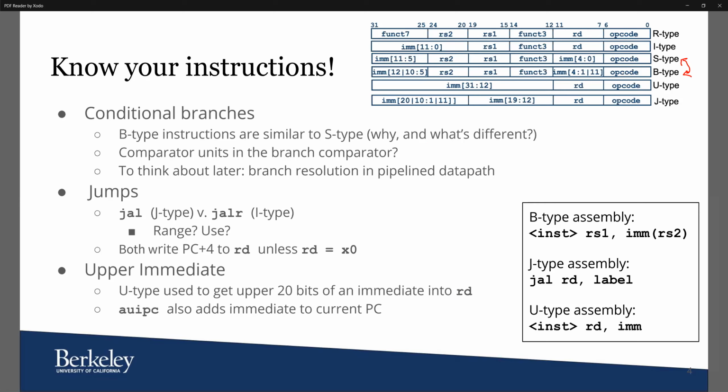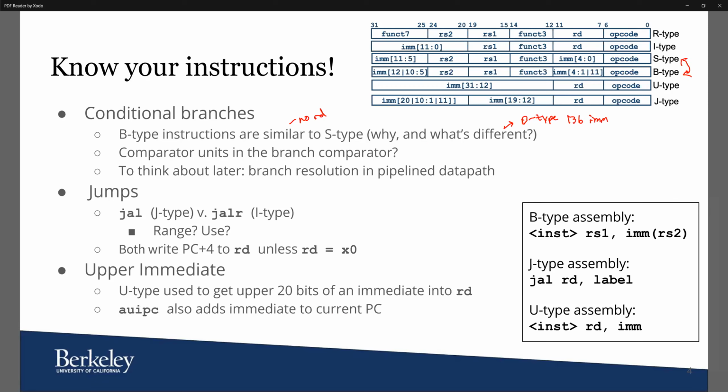I kind of alluded to this before. We said that B-type discards bit 0, right? So that's one difference. But why don't we just make branch instructions S-type? Yeah, okay, correct. They're similar because there's no RD, no destination register, and what's different is that B-type has essentially a 13-bit immediate that it can use. By doing that, you can extend the reach of your branch by 2x compared to a store.